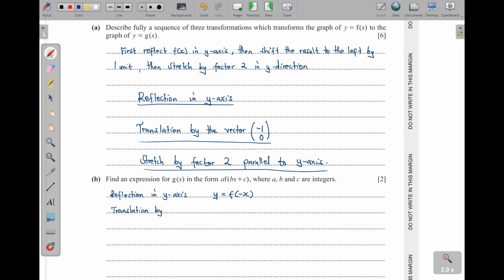Okay? Then translation by vector -1, 0. Here we are shifting to the left, but when you are popping this one out and putting it in the function, it changes the sign. So we shall have y is equal to f. Now, first of all, this x is a negative, it is there, but now we are doing a change on the x. So we shall have x then plus 1. When this one goes where x is, it will change the sign, okay? I've always shown this one here.